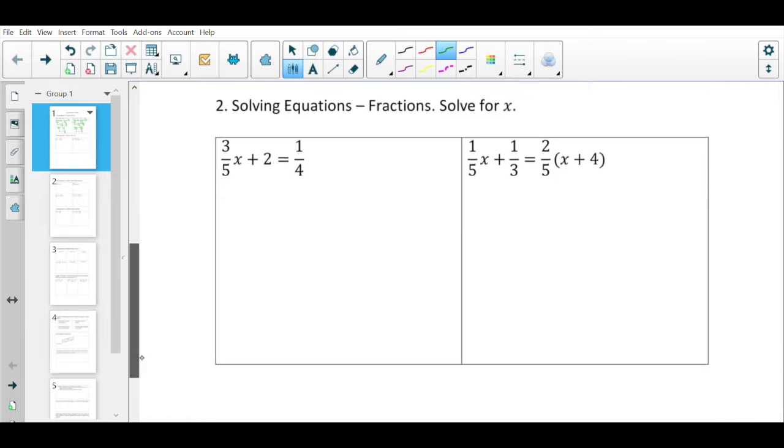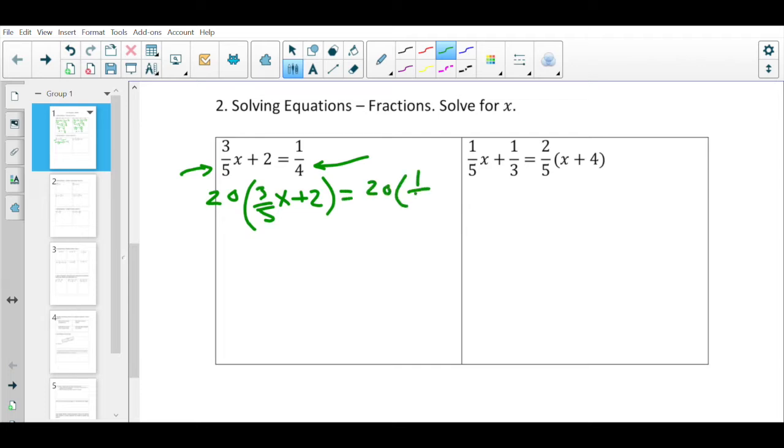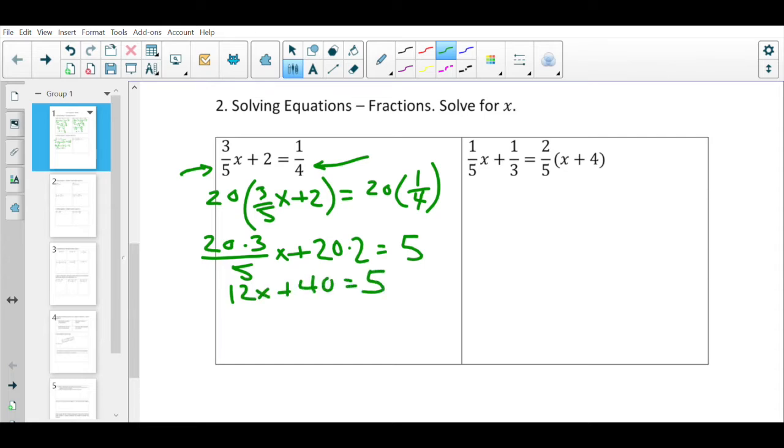Alright, solving equations involving fractions. We need to get rid of the fractions, so the 5 and the 4, we can multiply both sides by 20. So 20 times 3/5 x plus 2 equals 20 times 1/4. So that's 20 times 3 over 5x plus 20 times 2 equals 20 divided by 4 is 5. So that is 20 divided by 5 is 4 times 3 is 12x plus 40 equals 5.